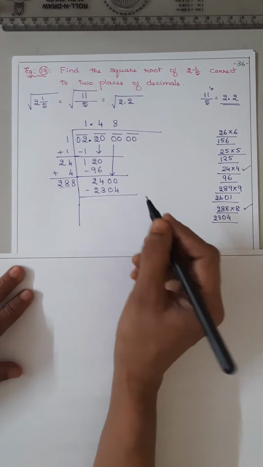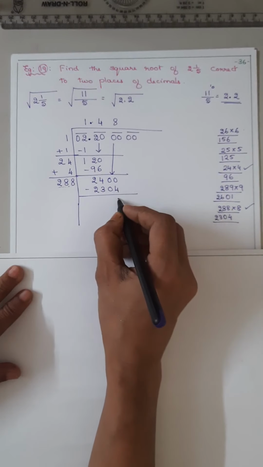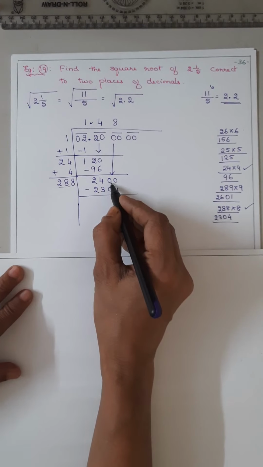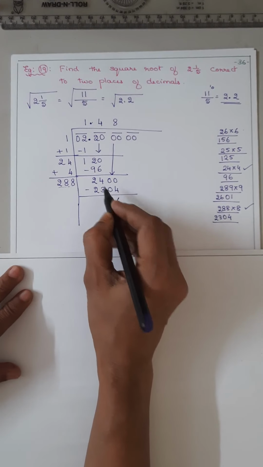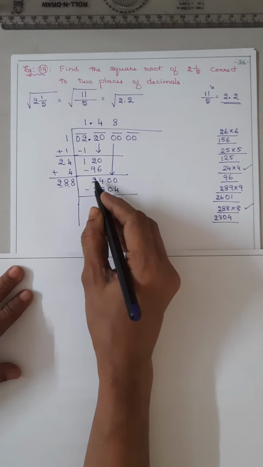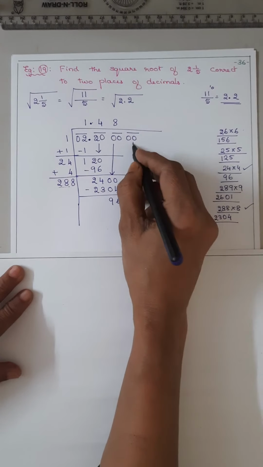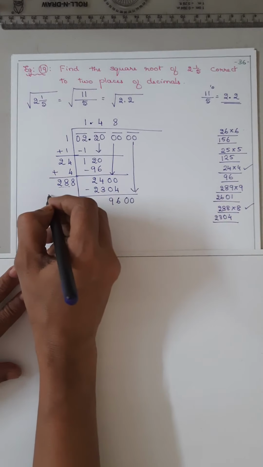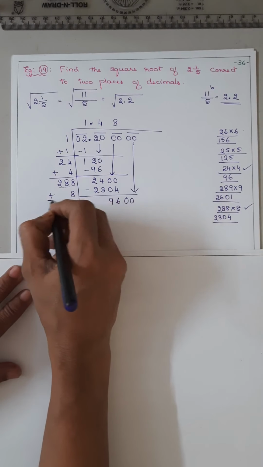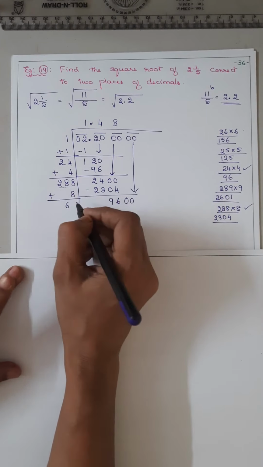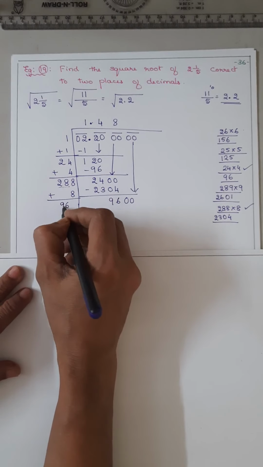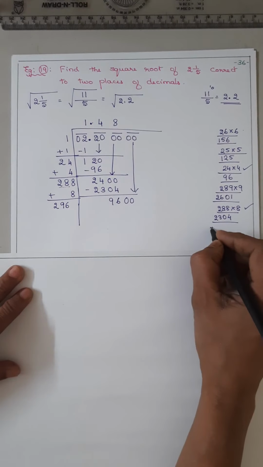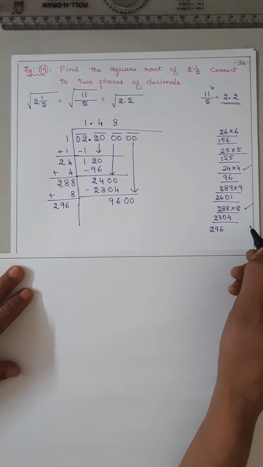Now subtract 10 minus 4 is 6. Here 9 is remaining. 9 minus 0, 9. 3 minus 3, 0. 2 minus 2, 0. Now bring these two zeros down. Add 8. You get 8 plus 8, 16. 1 plus 8, 9 and 2. So you got 2, 9, 6.